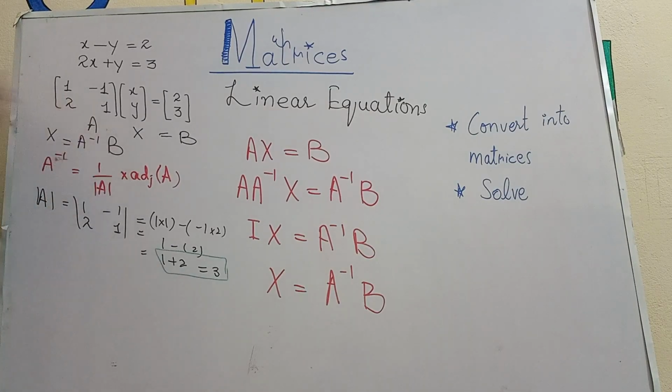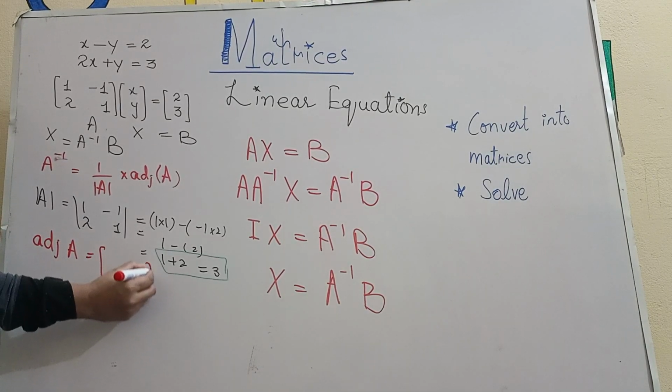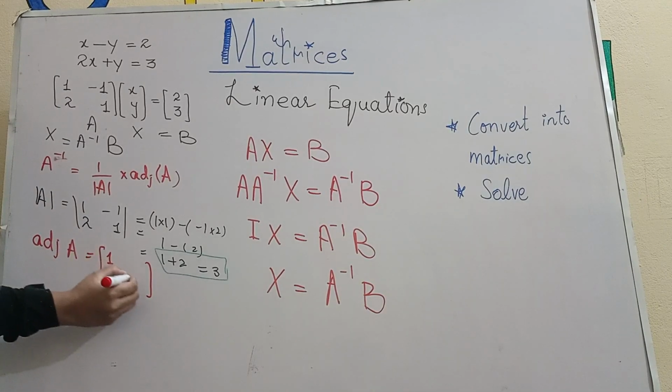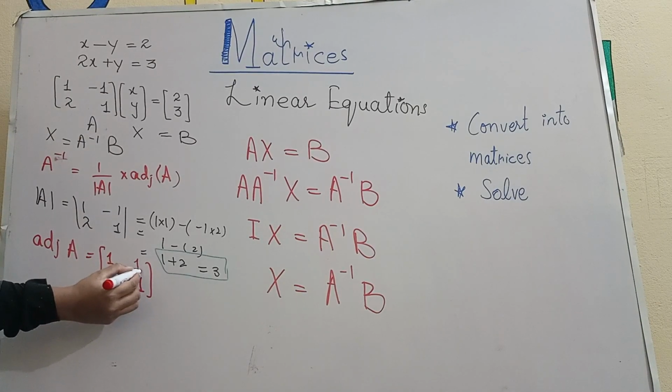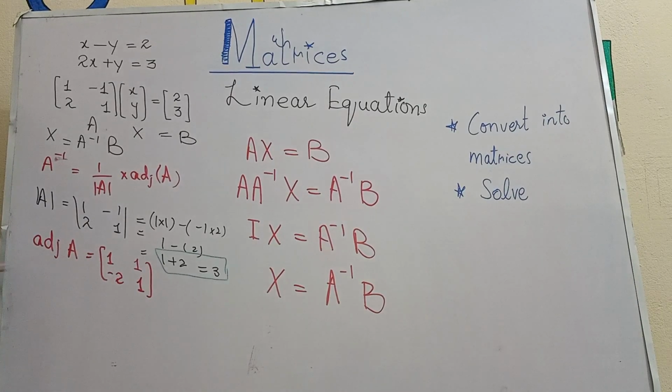Now we are going to find the adjoint, and I have told you what method is used for the adjoint. We have to interchange the positions of these numbers and change the signs of these numbers. Here is 1, so it will remain the same by changing this position, and then we have to change the sign, so 1 becomes positive and 2 becomes negative. So in this way we have calculated the adjoint of the matrix.